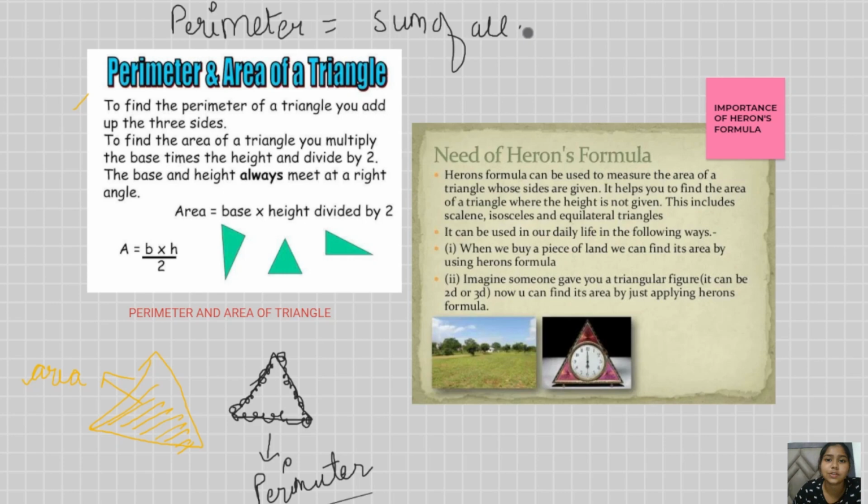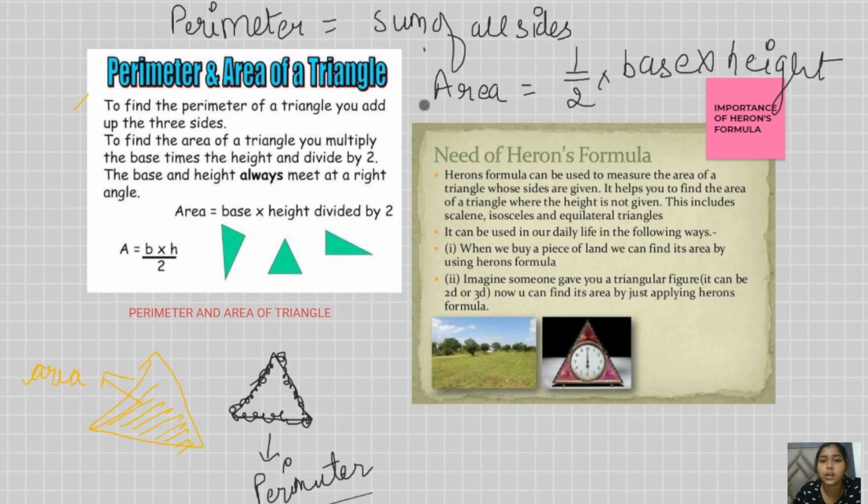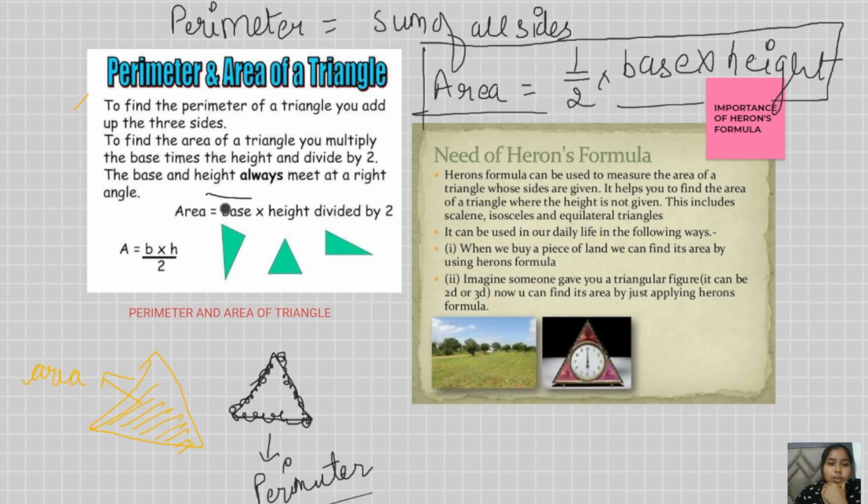Similarly, the area of a triangle is half into base into height of the triangle. Am I right? This is what we call the area. So basically in this chapter we will learn to find the area of the triangle by just knowing the three sides. We don't have to calculate the height, we don't have to know the base, we just have to know the three sides, right? Now, the need of Heron's formula.